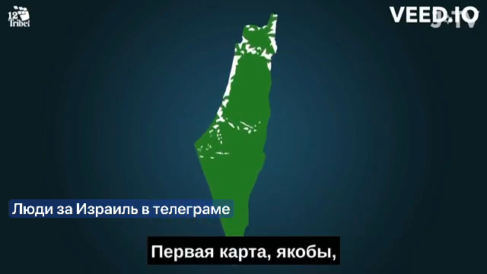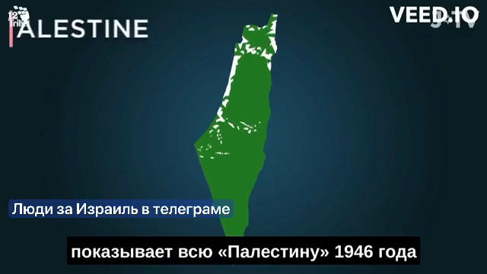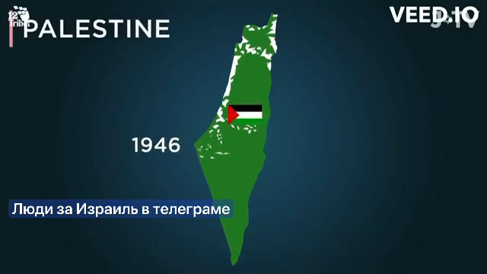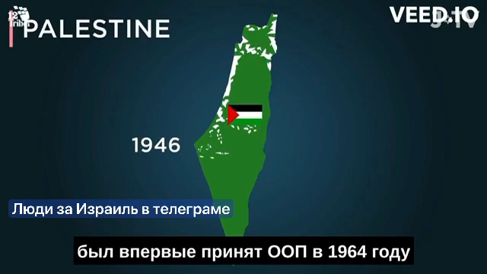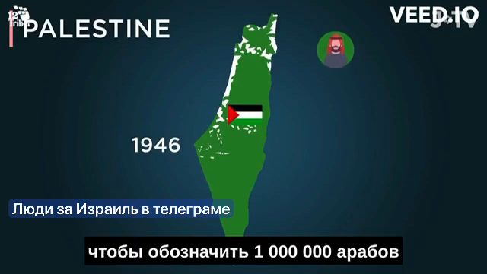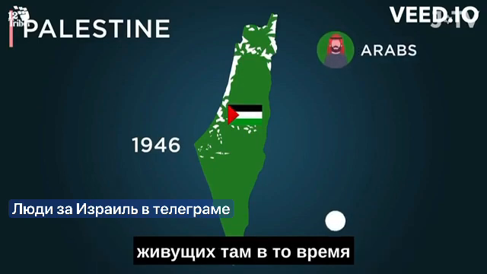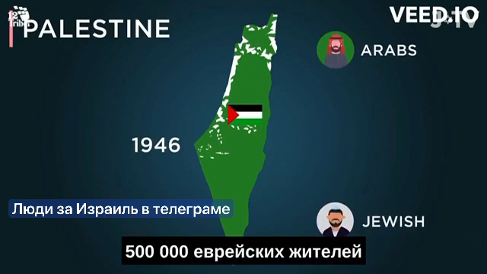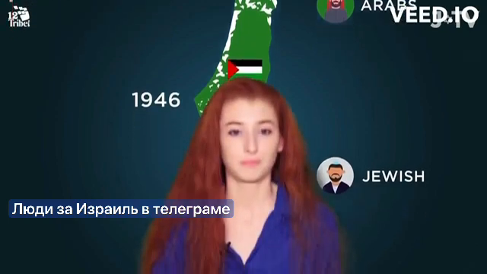The first map purports to show the whole of Palestine in 1946. The flag you see here was actually first adopted in 1964 by the PLO. The vast majority of the area is shaded green to represent the 1 million Arabs living there, whilst the white spots represent 500,000 Jewish inhabitants.